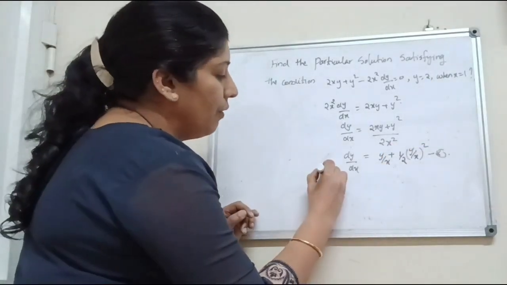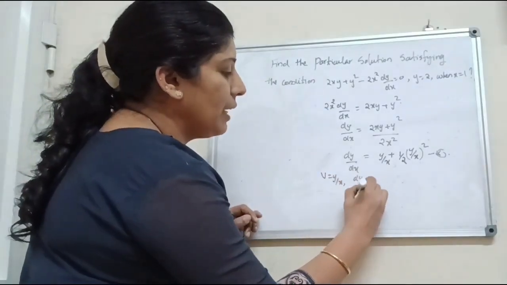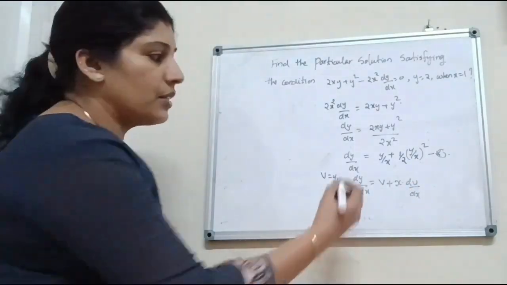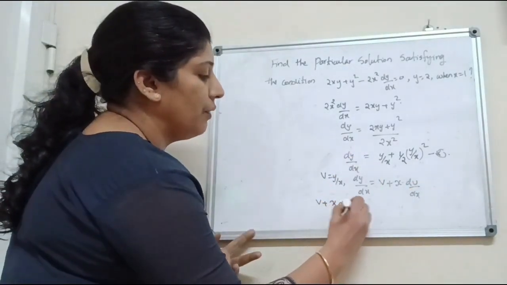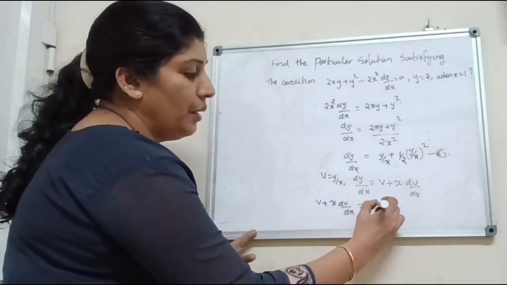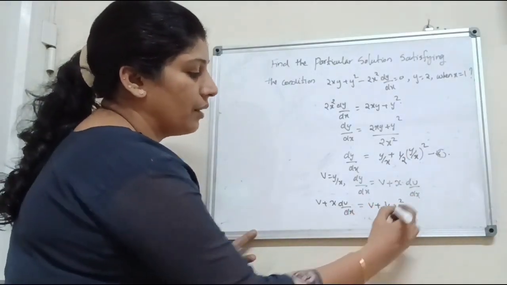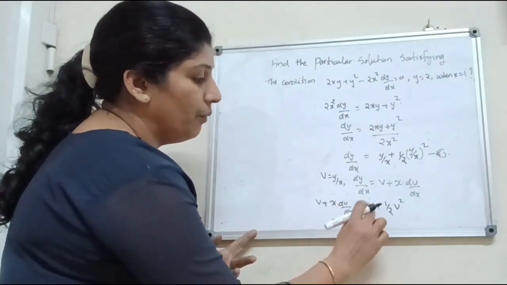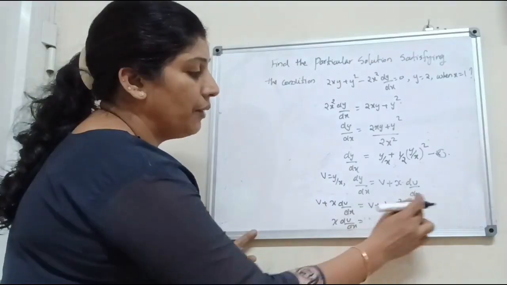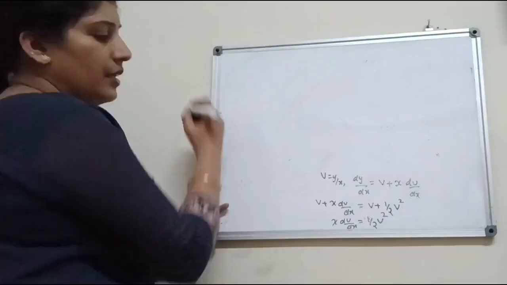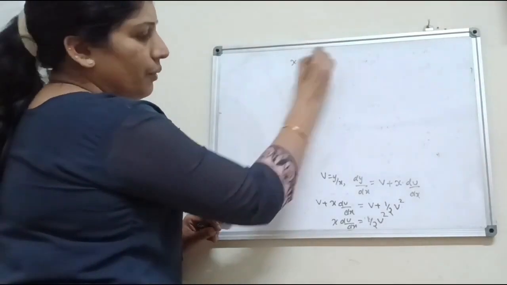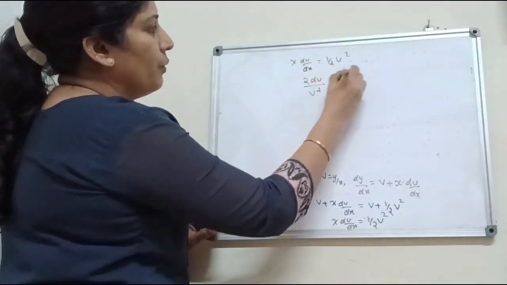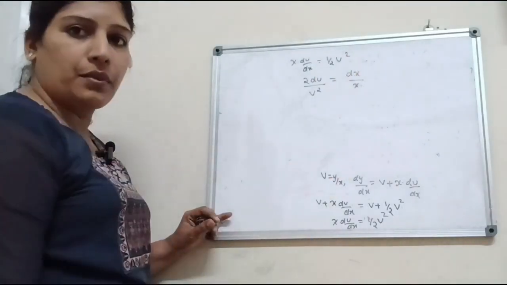Next, we have to put v equal to y by x. Therefore, dy by dx equal to what? v plus x into dv by dx. Therefore, the homogeneous differential equation becomes v plus x into dv by dx equal to v plus 1 by 2 v square. Therefore, x into dv by dx equal to what? Here, v plus 1 by 2 v square. Then minus v and v cancel. Therefore, 1 by 2 v square. That is x into dv by dx equal to 1 by 2 v square. Therefore, 2 dv by v square equal to dx by x. This is the variable separable form.